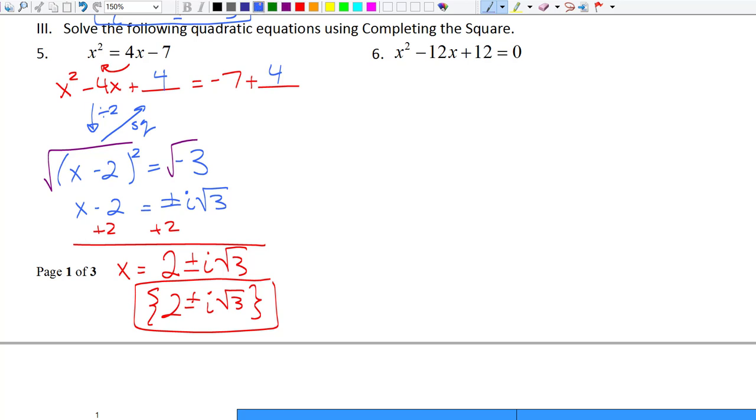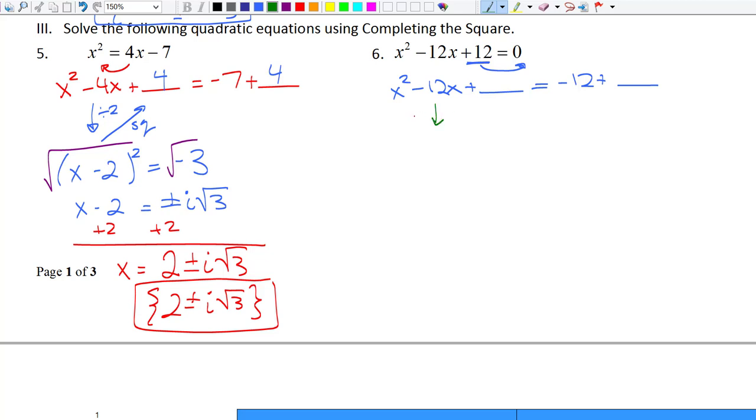All right, one more completing the square problem. The plus 12 needs to go to the other side. So I have x squared minus 12x. Those are the x terms. Then I'm going to put a blank. I'm going to pick up the 12 and move it to the other side. That becomes negative 12. Or you can think of it as subtracting 12 from both sides. That'll work as well.